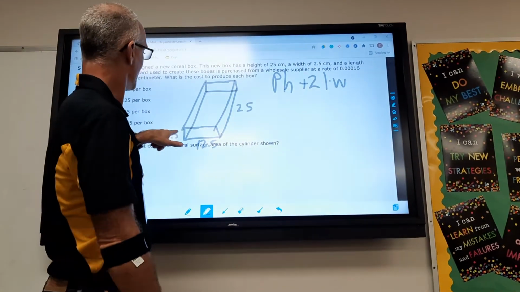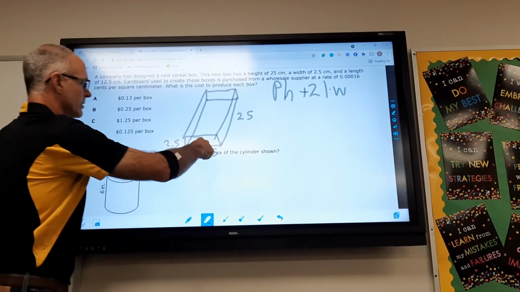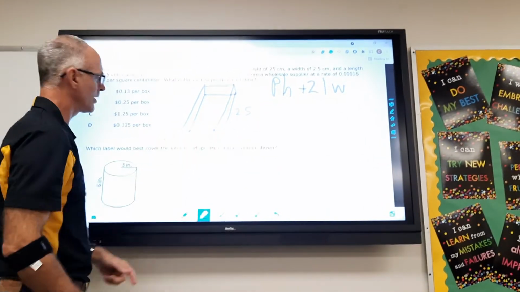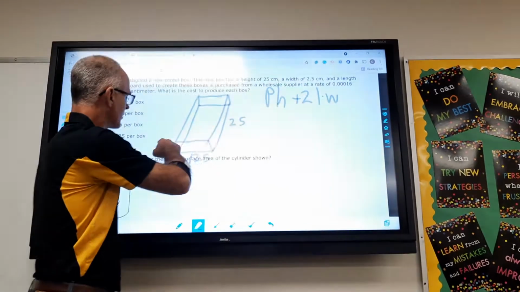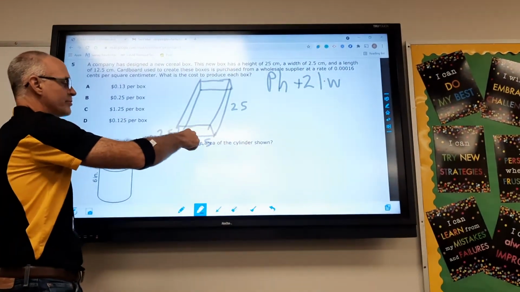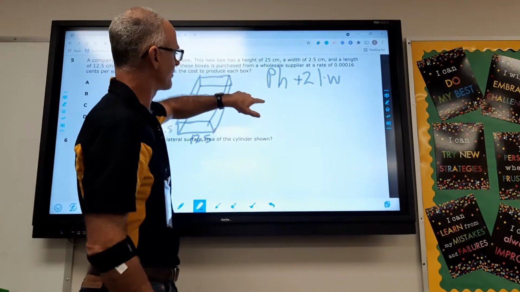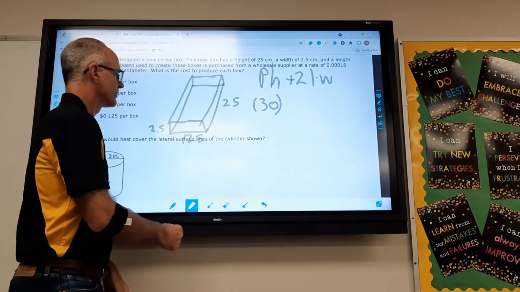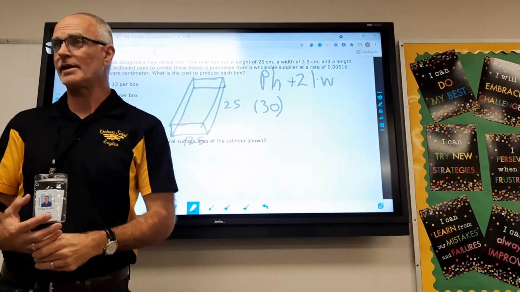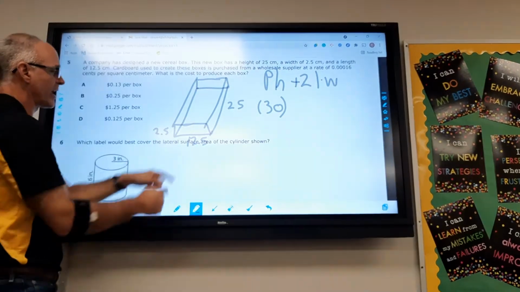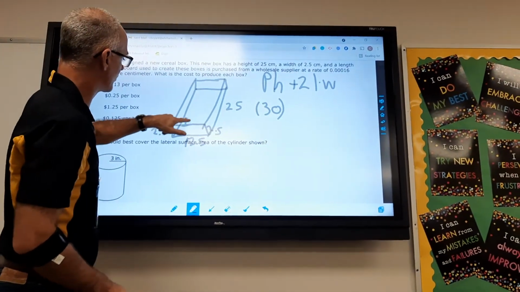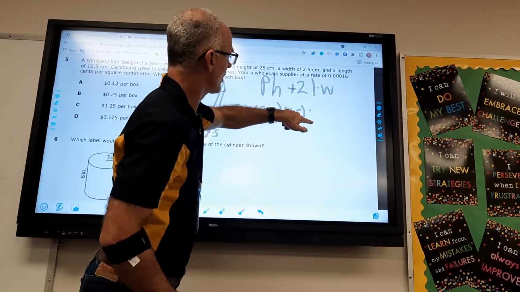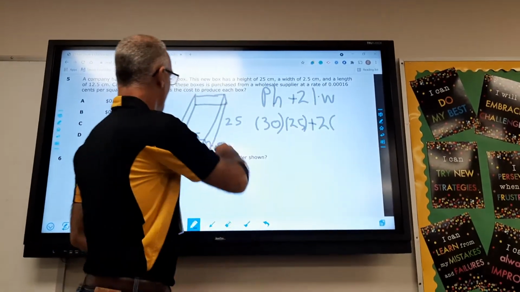So perimeter is down here. Perimeter of the base. Is it just 2.5 plus 12.5? No, it's all those sides. 2.5 plus 2.5 plus 12.5 plus 12.5. If you add all of those together, you get 30. Do you see where we got 30? We added all of those together. Perimeter times the height, which is 25, plus 2 times length times width.